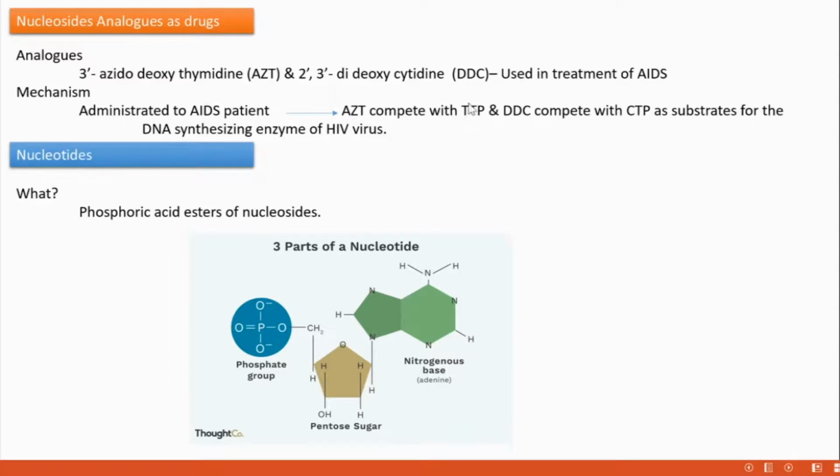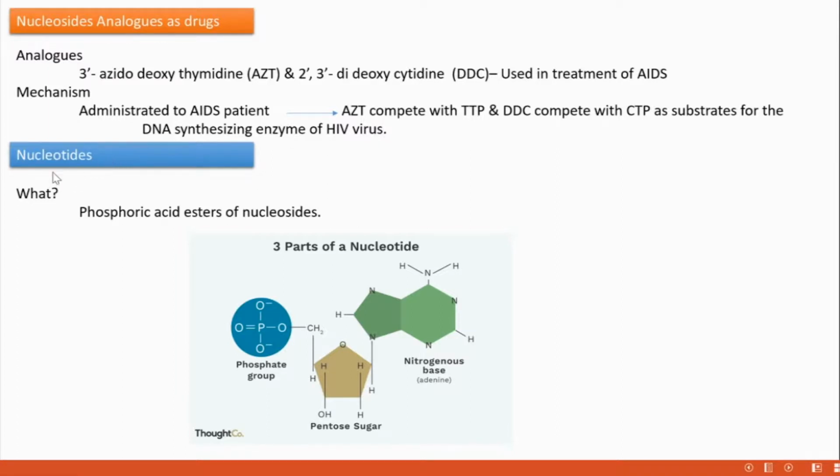But in their place, who is competing? AZT. Azidodeoxythymidine is competing with thymine triphosphate, and in a similar way, dideoxycytidine competes with cytosine triphosphate. In that way, it restricts the elongation of the chain in the virus, and that blocks its action in the patient. So it is used as a drug in HIV patients.